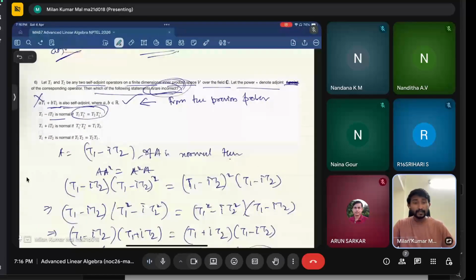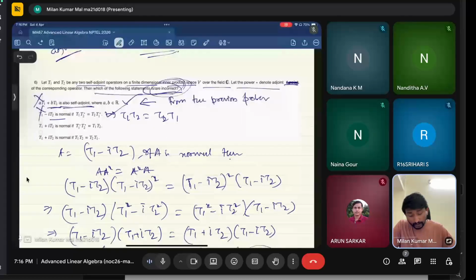So in this case it is normal if T1 and T2 commute, that implies T1 T2 equals T2 T1. We have done one problem similar to this. So as a statement this is correct, but as an option this is incorrect.